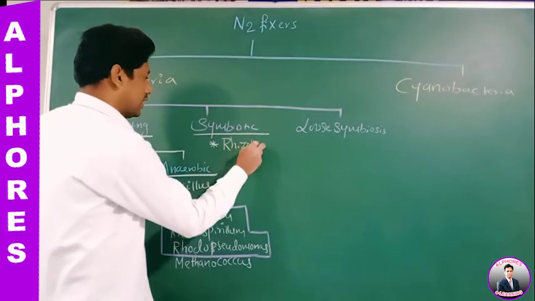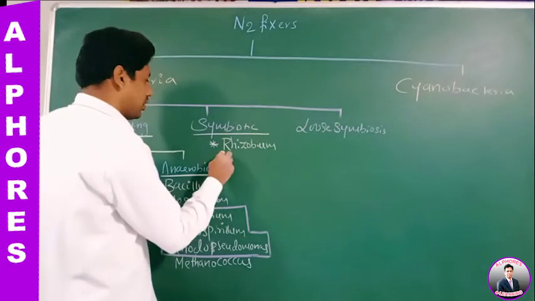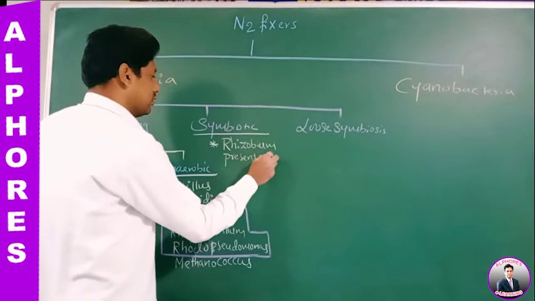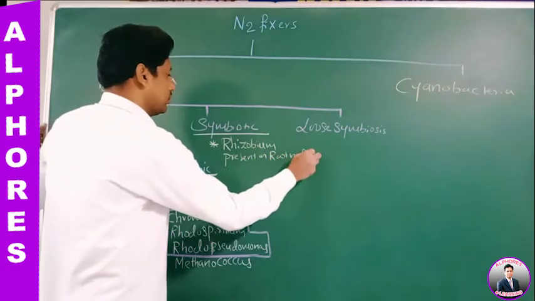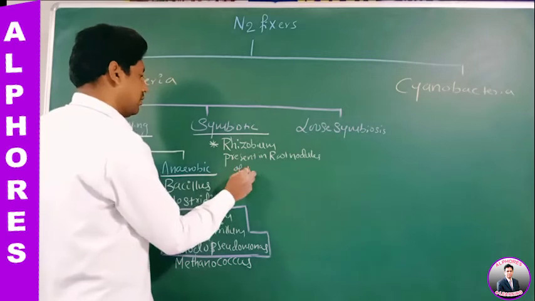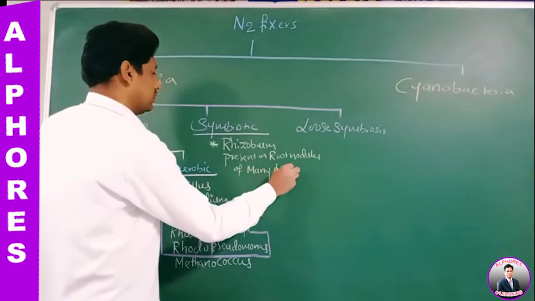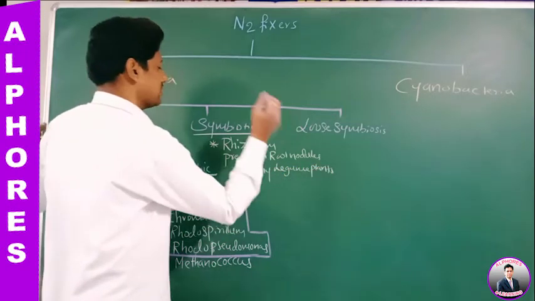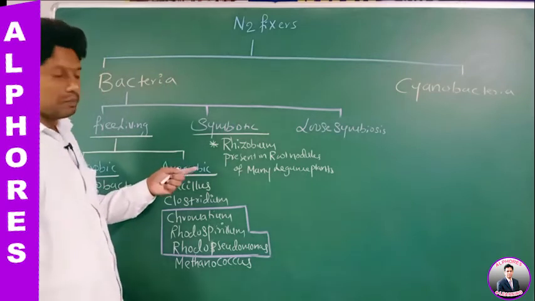Rhizobium is present in root nodules of many legume plants.